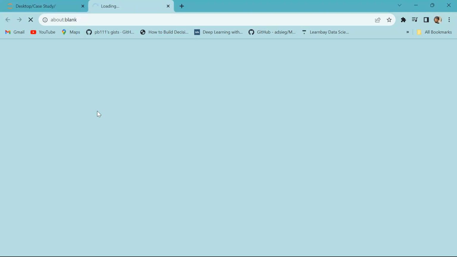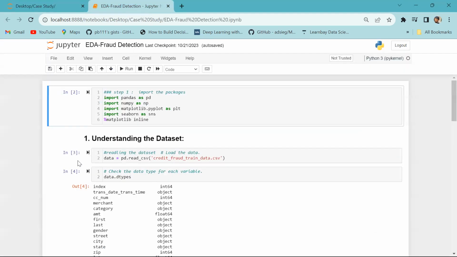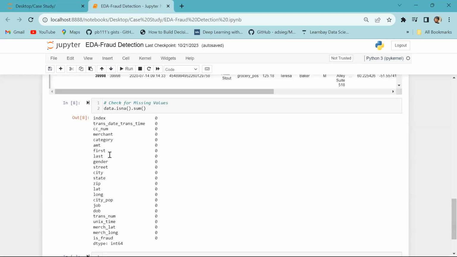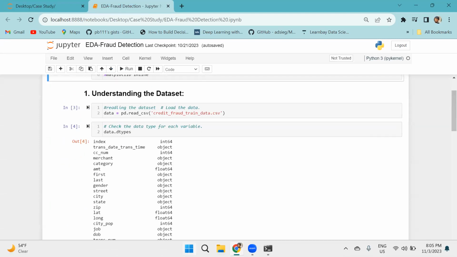EDA fraud detection, right? What is the file I created? Okay, EDA fraud detection only. Let me open the document.